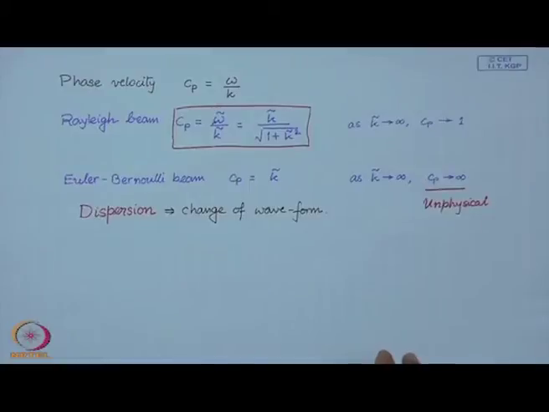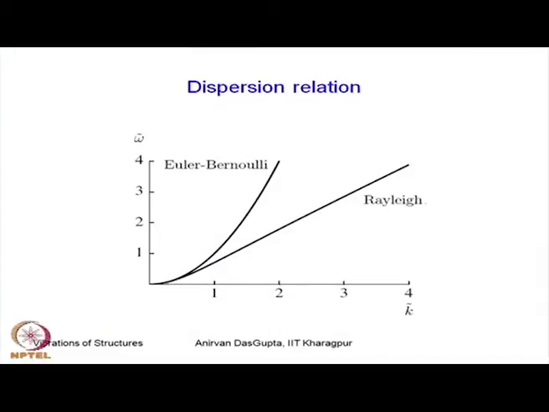Now, here let us look at this dispersion relation of the Euler-Bernoulli and the Rayleigh beam models. So, I have plotted omega tilde versus k tilde. You can see that this is quadratic in k tilde, as we have seen. Omega tilde is k tilde square, whereas this tends to a line with a certain slope, and omega over k becomes finite. So, this is the Rayleigh beam and this is the Euler-Bernoulli beam.